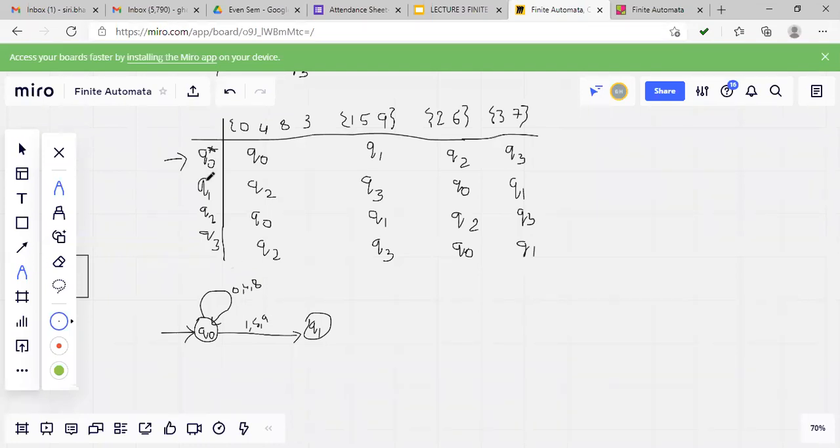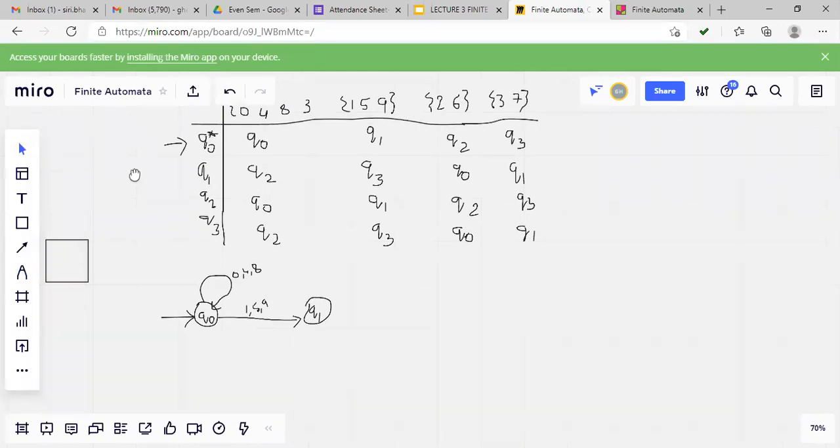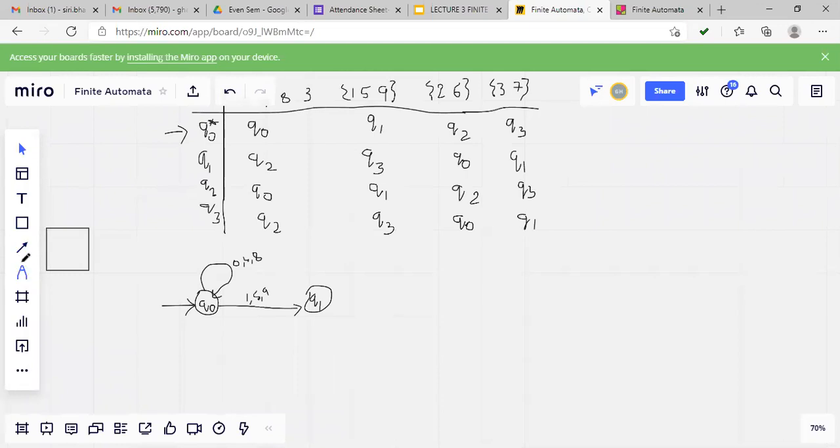Okay, so similarly, Q0 is going to Q2 on 2 and 6. Q0 is going to Q2, or transiting to Q2, on 2, 6. Students, please bear with my drawing on this digital platform. So Q0 is going to Q2.